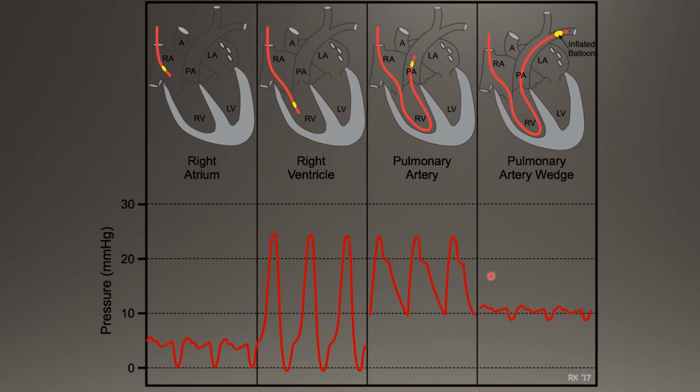Finally, over here, we reach our pulmonary artery wedge pressure, and this is what's going to happen whenever you push that air into the syringe, or out of the syringe, into the balloon. Your pulmonary artery pressure should be around 8 to 12.